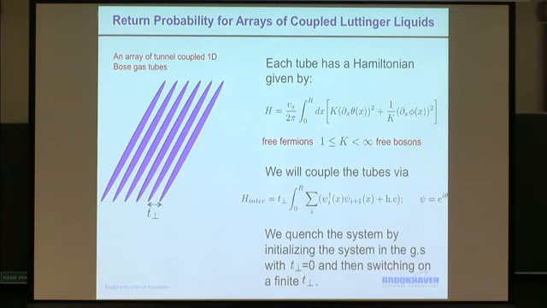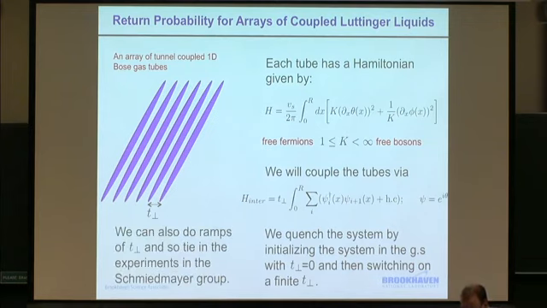We can couple the tubes through this tunneling term. The type of quench we're going to do is very similar to what we did with the Ising chain. We're going to initialize the system with T perp equals 0, and then suddenly turn T perp on. Now, in these ITEBD algorithms, there's no problem in doing ramps of T perp, and so we could easily tie into the experiments of the Schmiedmayer group. Although, of course, we're doing many tubes, whereas they have one or two.